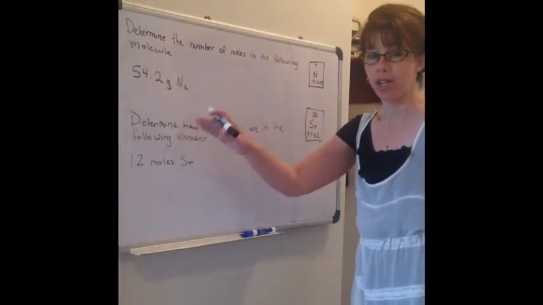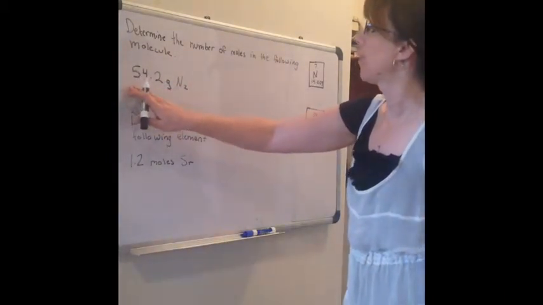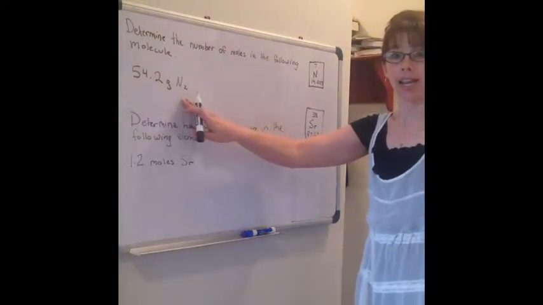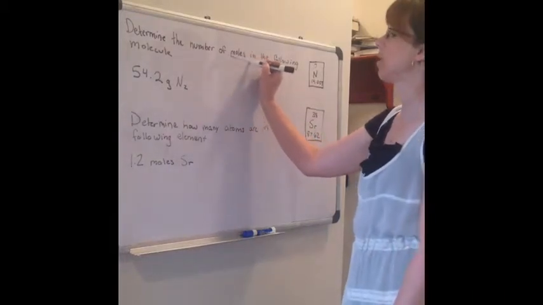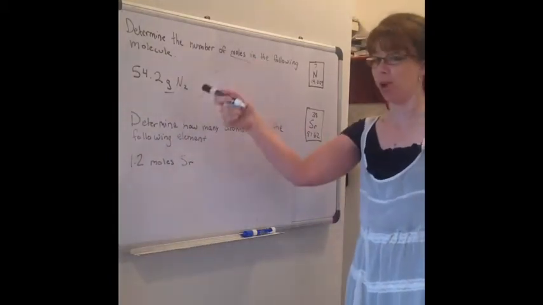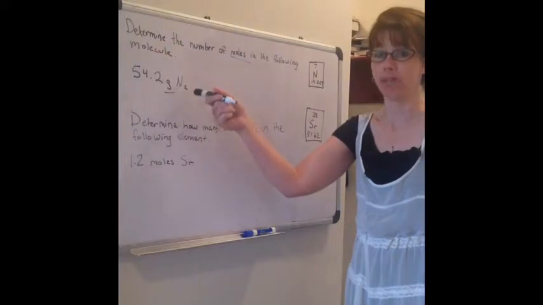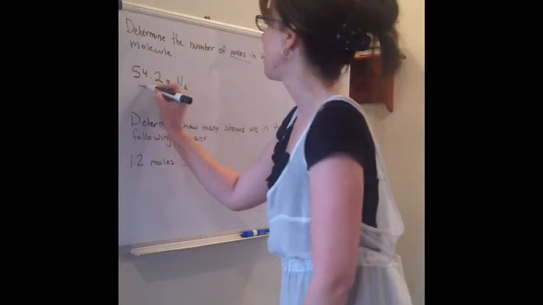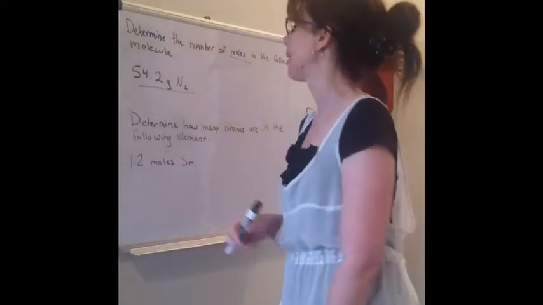The first question of 3 that you're asked is about 54.2 grams of N2. The first thing we need to decide is what we're going to do. We're determining the number of moles, and right now we're in grams. So our problem is converting 54.2 grams of N2 to moles. The first thing we're going to do is get out of grams so we can get into moles.